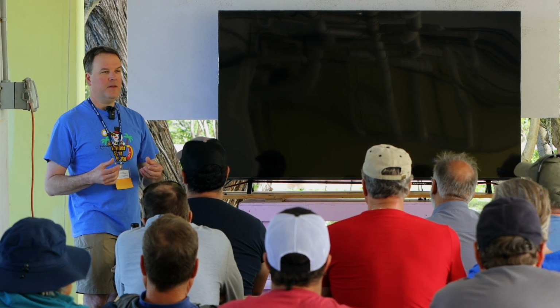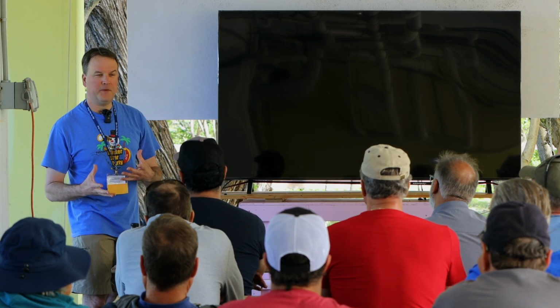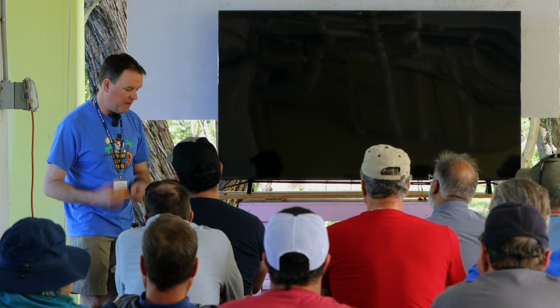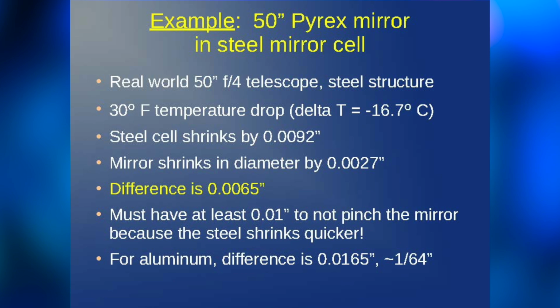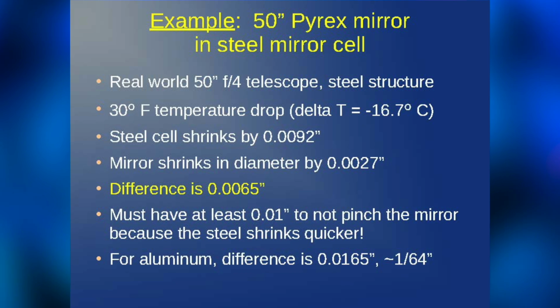So in this case, minimizing friction for certain types of edge supports may be important. So anyways, what we're talking about is about a 64th of an inch if you're talking about an aluminum cell for this particular size, for something about 50 inches in diameter.